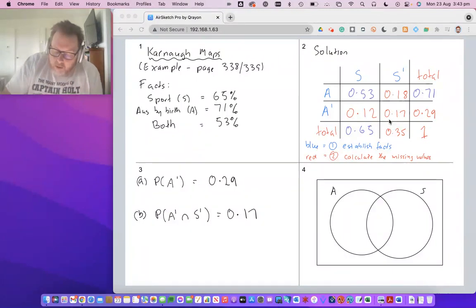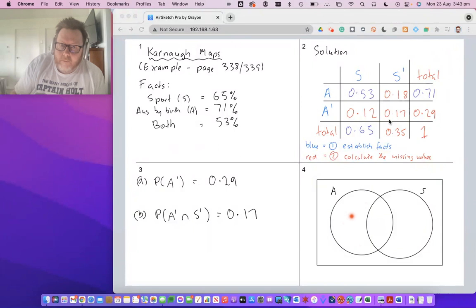Okay, so if you think about it, this little moon section here is where I've got students who were born in Australia but do not participate in sport. So born in Australia but do not participate in sport. That would be 0.18. So that's what would go there. This one here would be students who were not born in Australia but do participate in sport. So that would be sport but not born in Australia, 0.12.